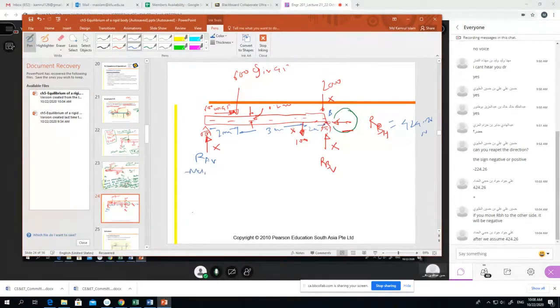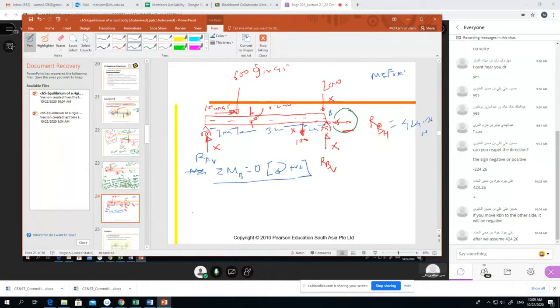Moment at B. We take the moment. Summation of moment at B. And we assume anti-clockwise is positive, and we will take the moment at B. Now if you take the moment, how many forces do we have there? We need to consider. What is moment equal to? Moment equals force into distance.